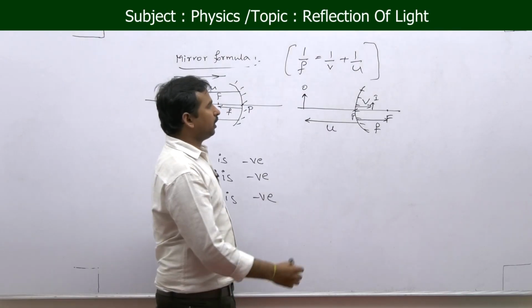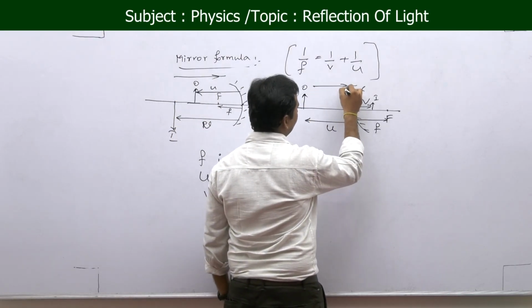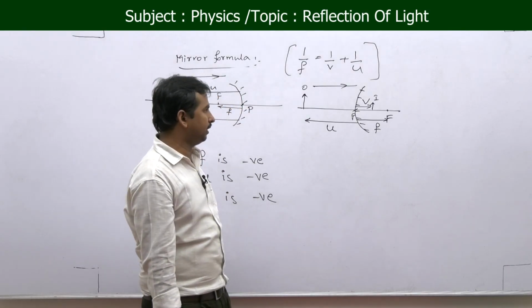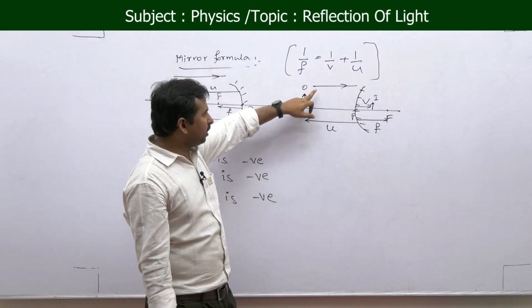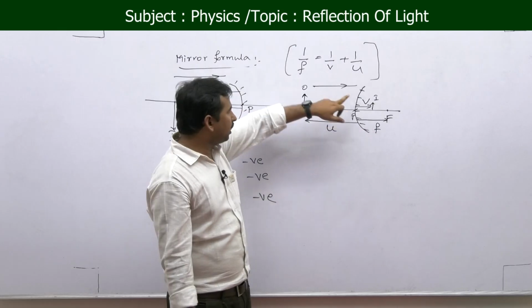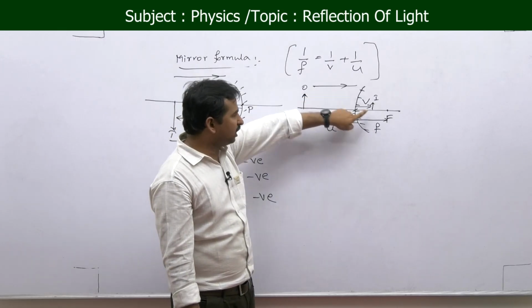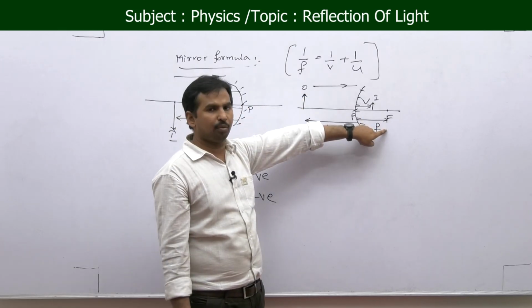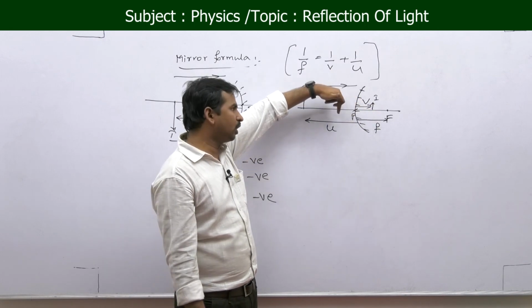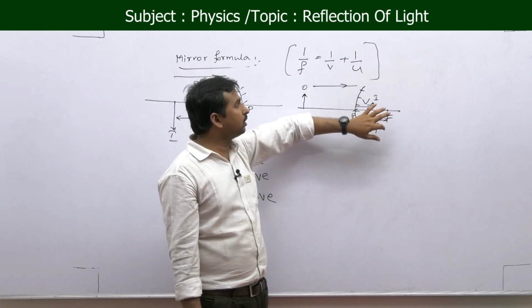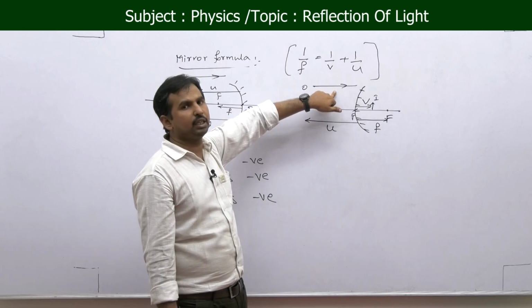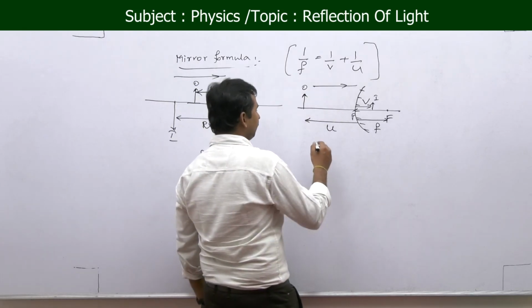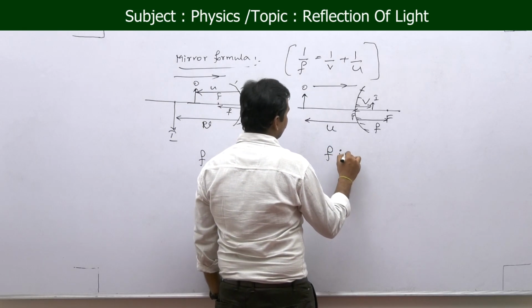Now if you are taking the incident light ray in the case of this convex mirror, then if you observe, the focal length and the incident ray are both measured in the same direction here. Means the distance we are measuring from the pole to the focus is in the same direction as the incident light ray. That's why here focal length is positive.